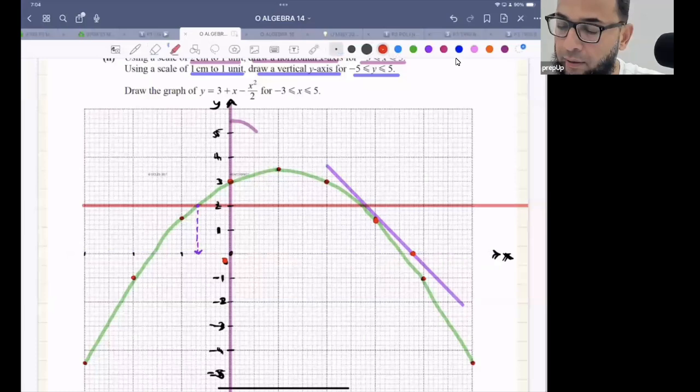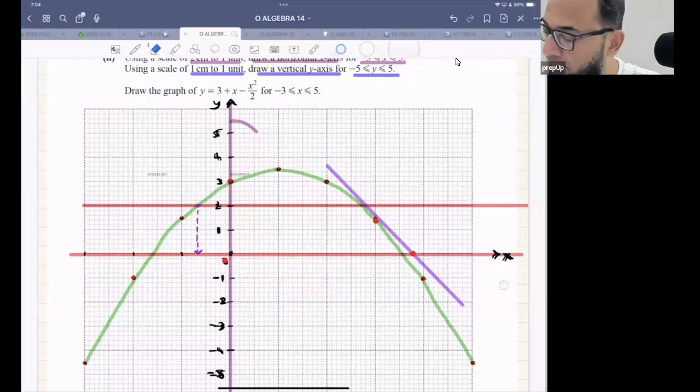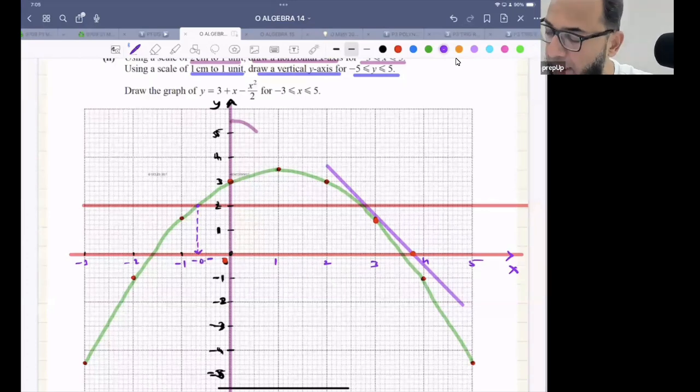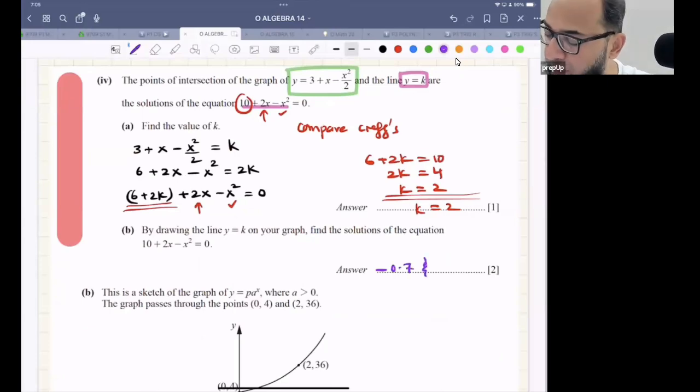Okay, so let me just draw a line. So this is the x-axis, that's the y-axis. This is -1, this is -2, this is -3, this is 1, this is 2, this is 3, this is 4, this is 5. Now this is one point of intersection, which is approximately -0.7, and the other point of intersection is this one, which is 2.7. So I think -0.7 and 2.7.